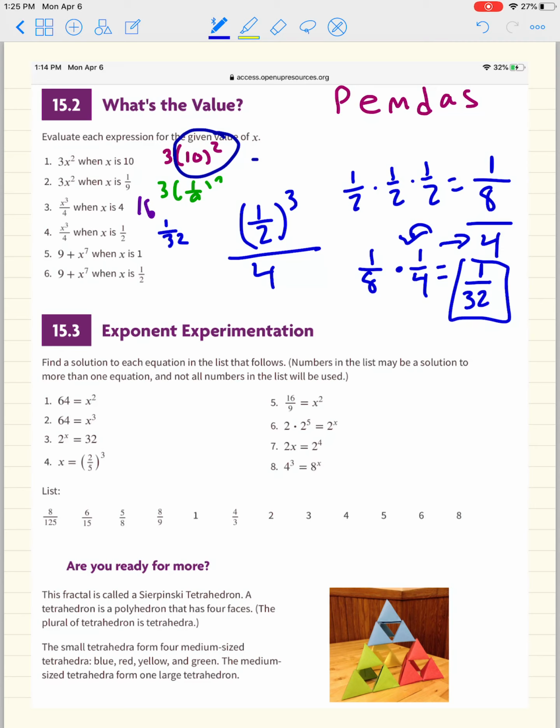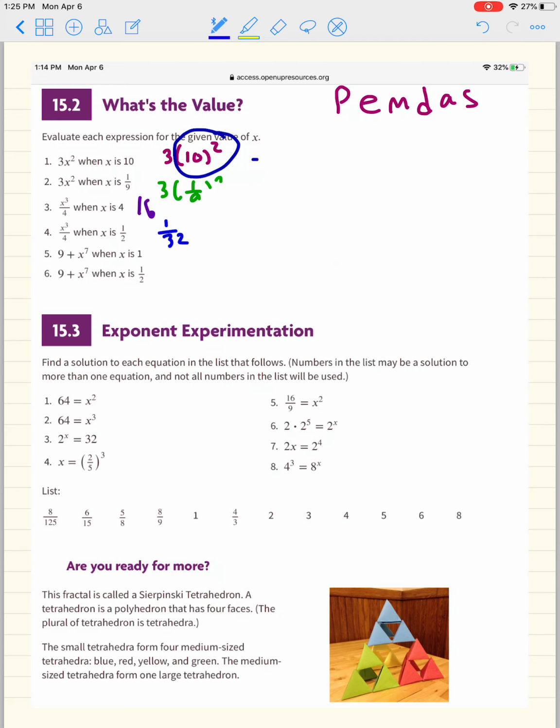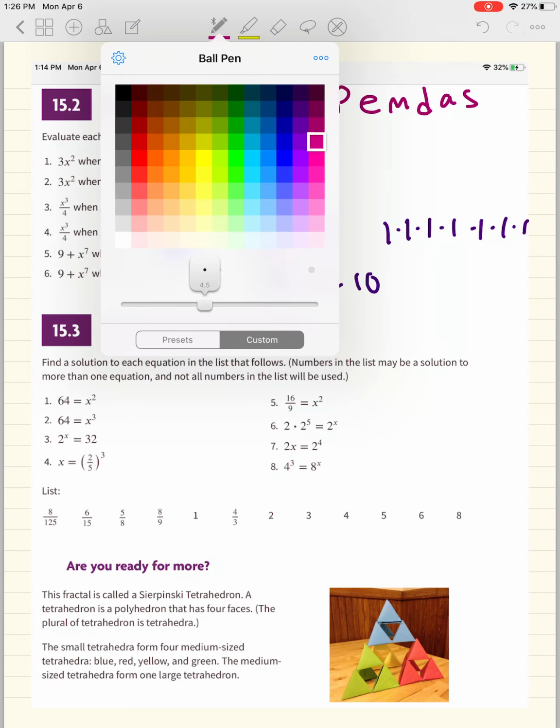Okay. Next we have, hold on, let me erase this. Next we have 9 plus x to the 7th when x is 1. So we have 9 plus, not x over 7, sorry, x to the 7th power. 9 plus 1 to the 7th power. So we have 1 times 1 times 1 times 1 times 1 times 1 times 1, which is going to give us 1. 9 plus 1 is 10. Okay.